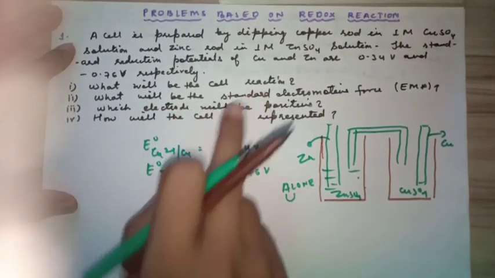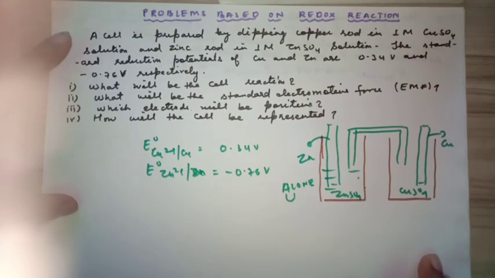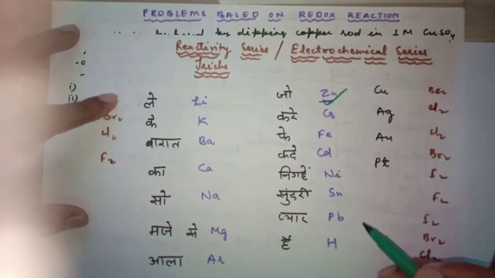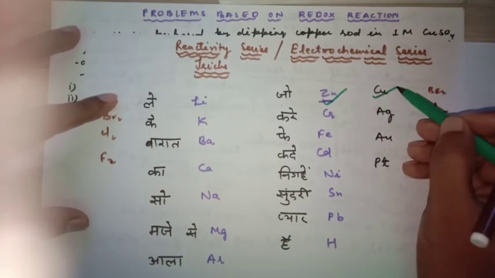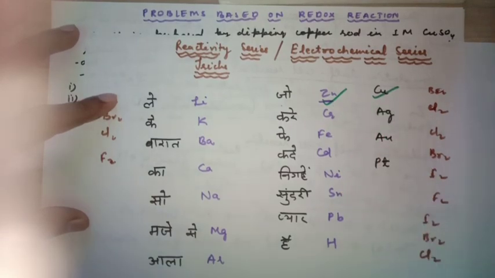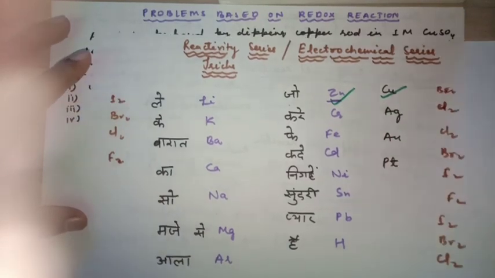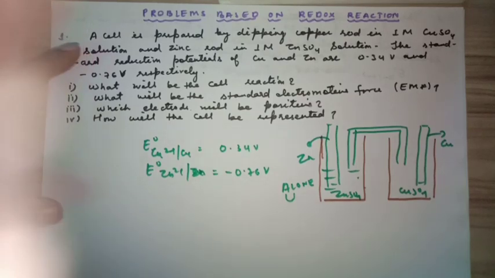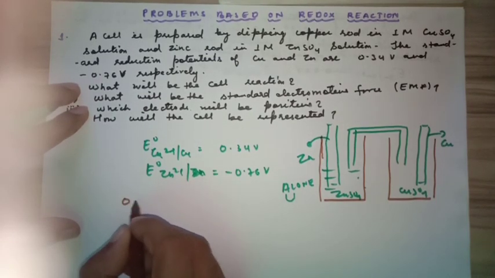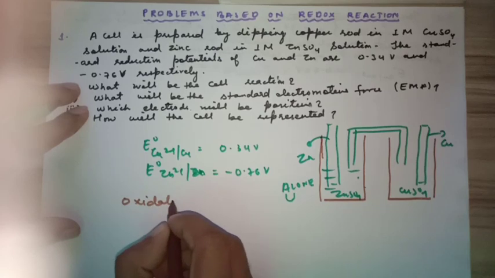Now what will be the cell reaction? According to the reactivity series, zinc will come above and copper below. So zinc will have oxidation and copper will have reduction. So let's write the reaction. First write the half cell reactions, that is, the oxidation half cell reaction.